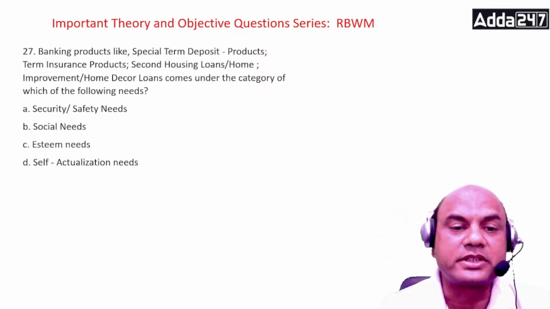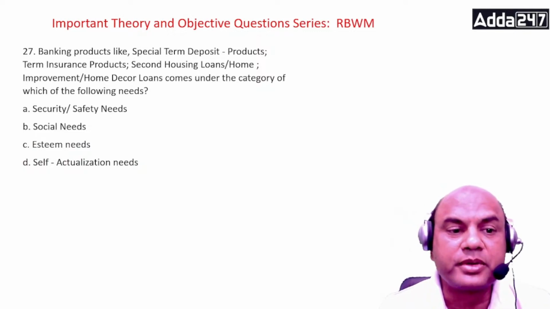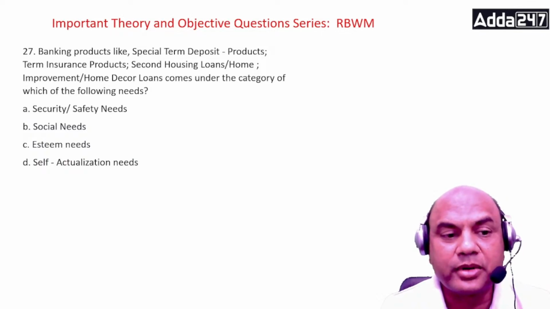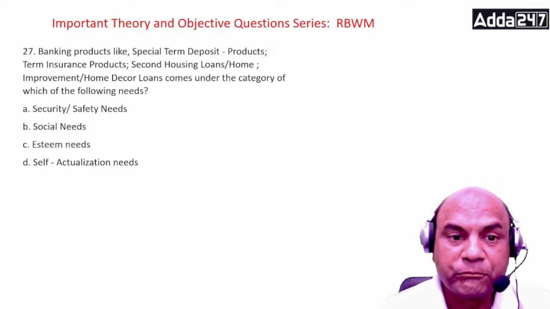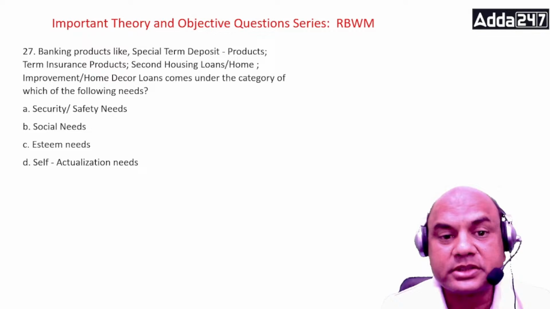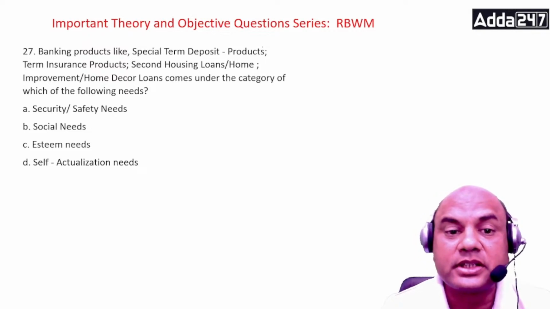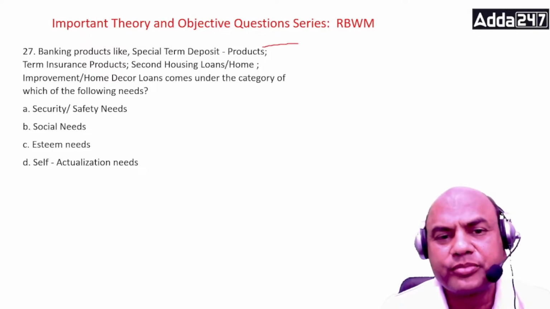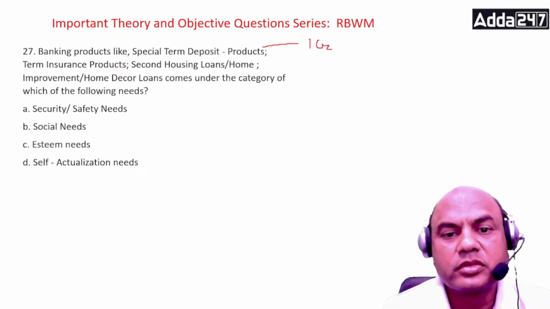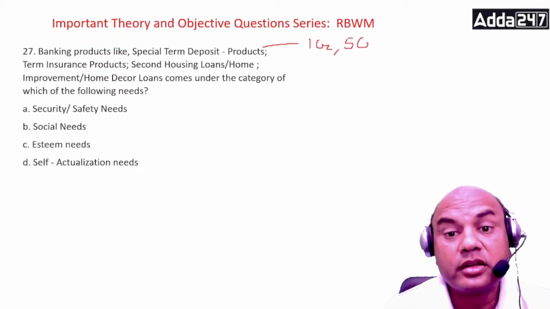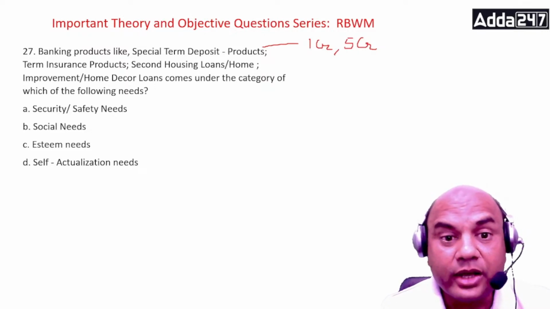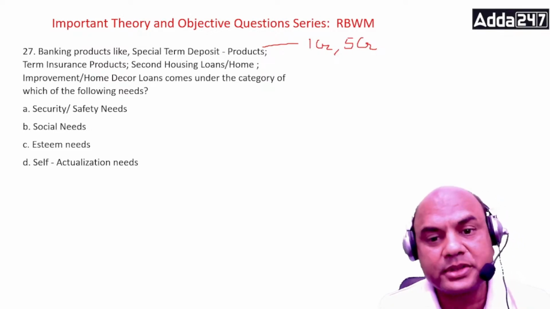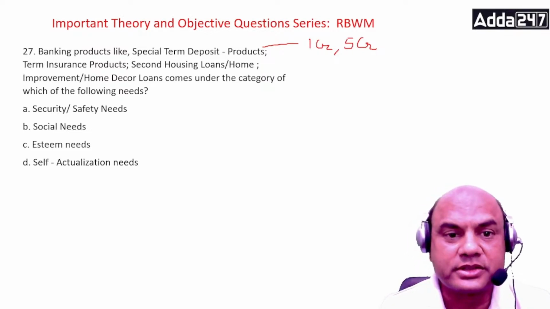Banking products like special term deposits, term insurance products, second housing loans, and home improvement or decor loans come under the category of which of the following needs? Now, say a similar one. So special term deposits. What do you mean by special term deposit? These are term deposits with the highest amounts, 1 crore, 5 crore. There are persons who can put that much in FDs. We can't even imagine that, right? But there are persons who can put this much in FDs.